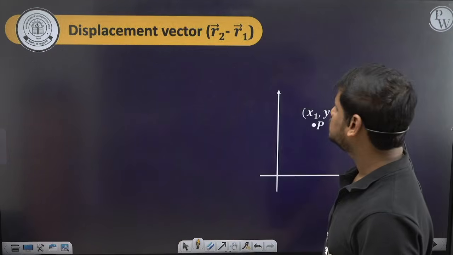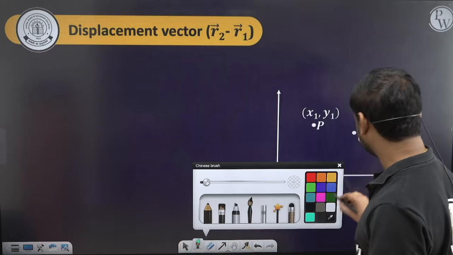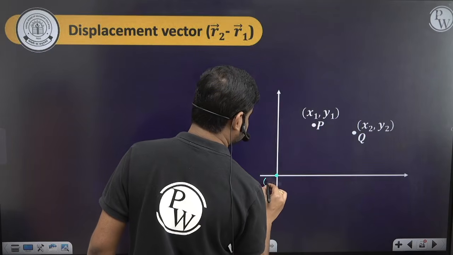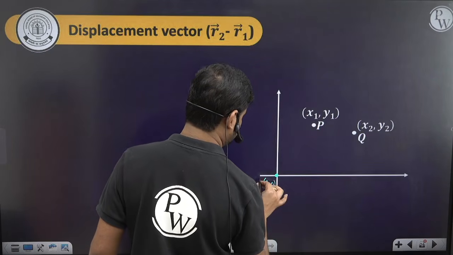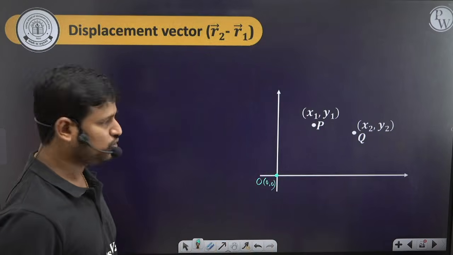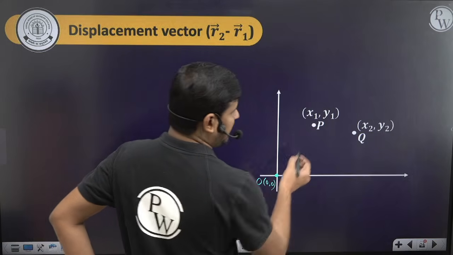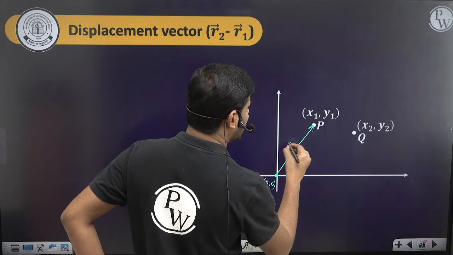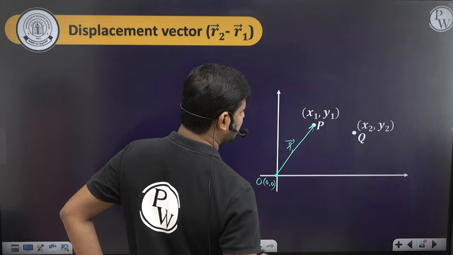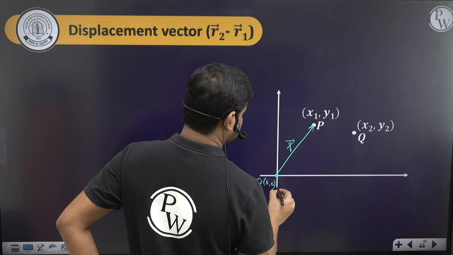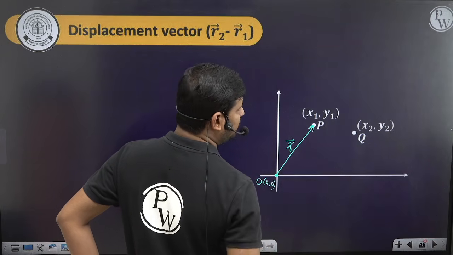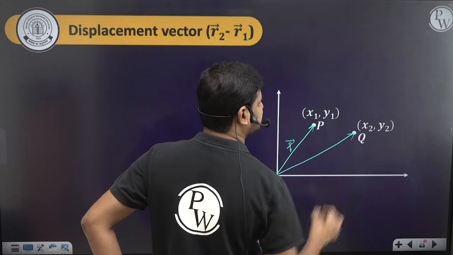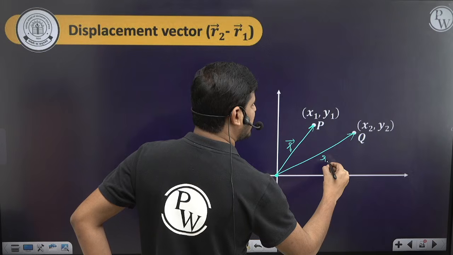Next, the displacement vector. Listen to this one carefully. Let's suppose this is the origin 0, 0, consider this as O. Now at point P till here, there is a vector R1. Consider this is a vector R1. From the origin, the point Q is at some distance, whose vector let's suppose is R2.